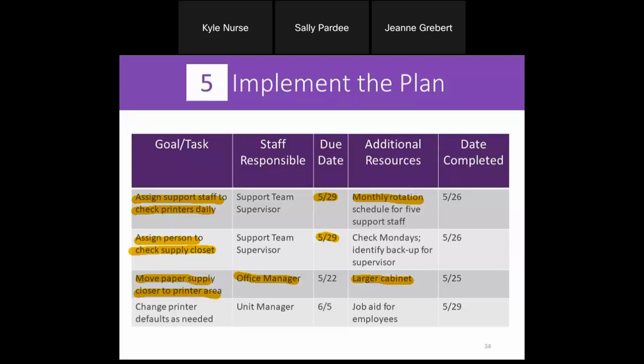The last solution is to change the staff members' printer defaults. The unit manager is charged with figuring out if some staff members could set their printer defaults to the smaller printer based on their job responsibilities. She will also develop a job aid to coach the unit's employees on how to change the defaults. That's always tricky. The due date is June 5th.